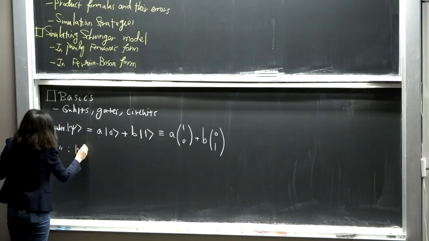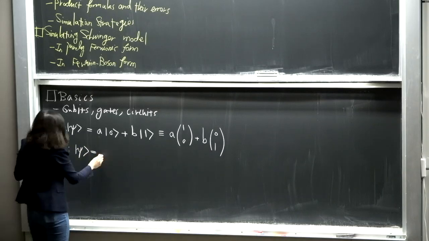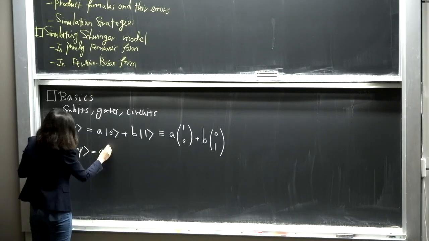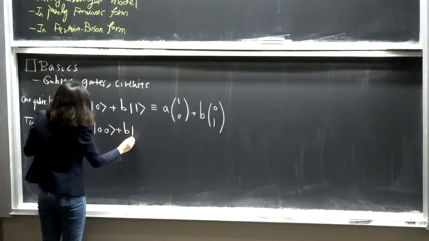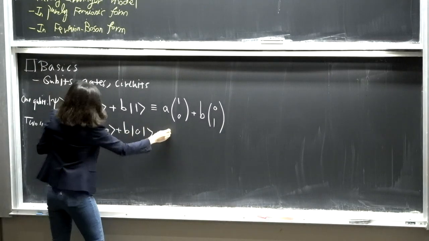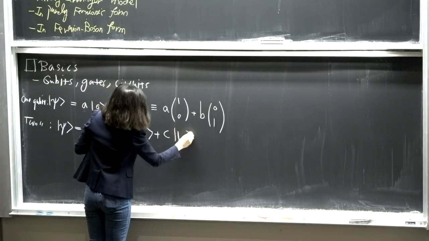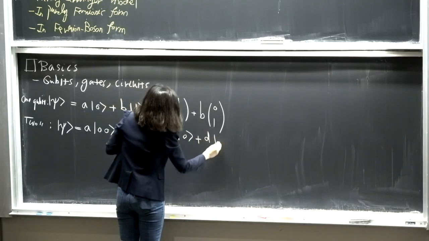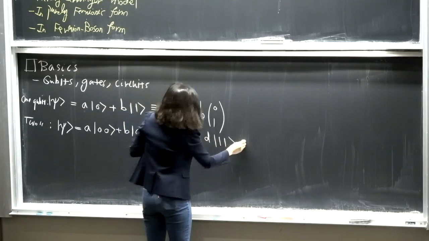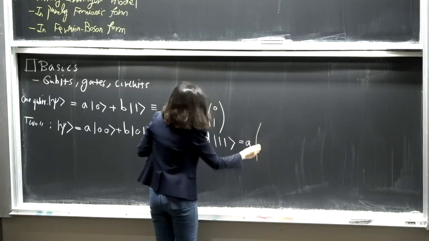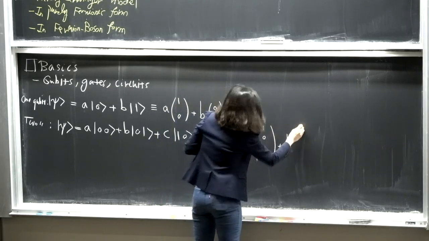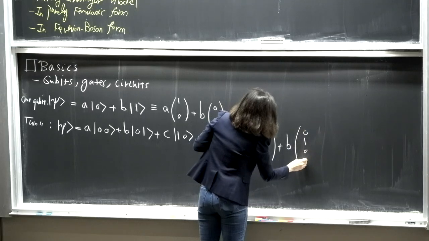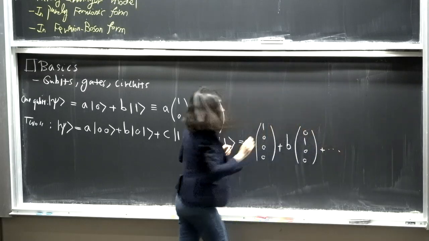OK, what about 2 qubits? Well, the state of 2 qubits is simply then more amplitudes, right? And in this convention, we have |00⟩, and then |01⟩, |10⟩, and then |11⟩. And again, in the vector form, you can write this as a(1, 0, 0, 0) plus b(0, 1, 0, 0), and then, of course, the rest.